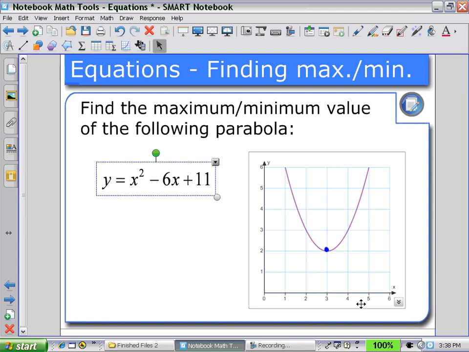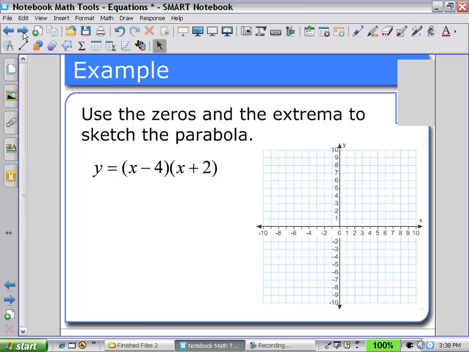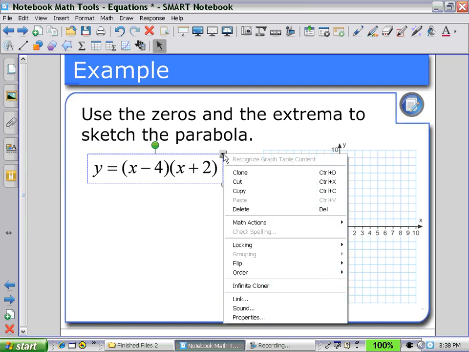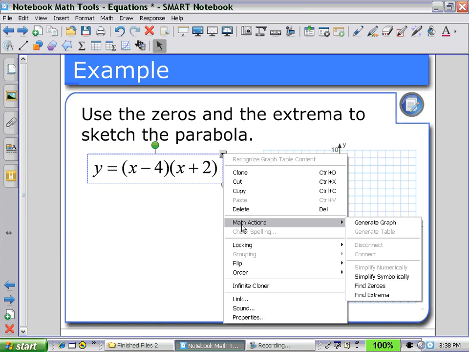And as a result, we will not have a maximum value. So no maximum value, only a minimum value of 2 at x equals 3. We could reverse the operations and solve for zeros and extrema and then use them to sketch the parabola. So the students could calculate and then check their solutions using their math actions.